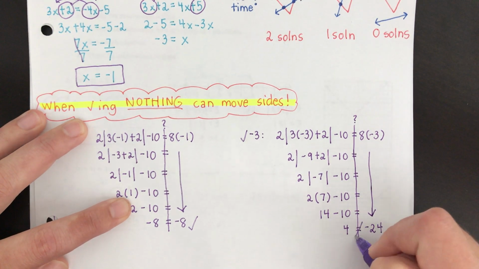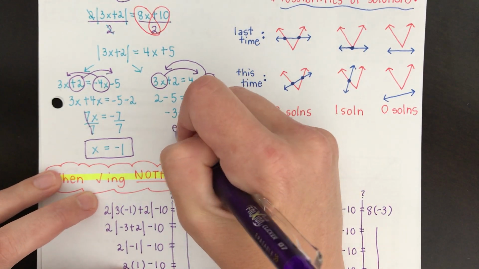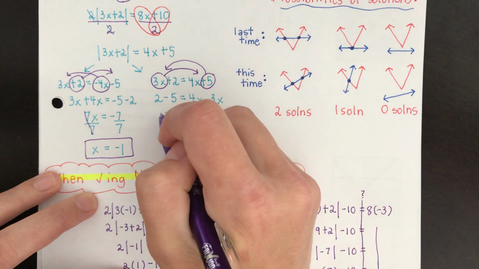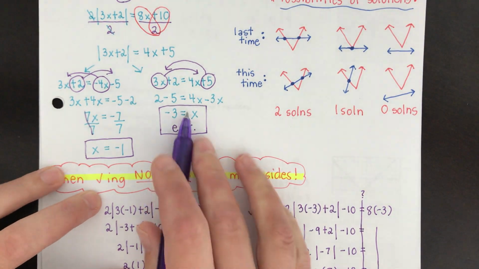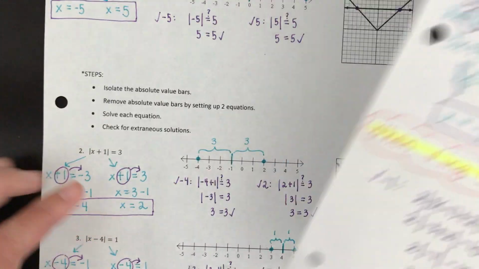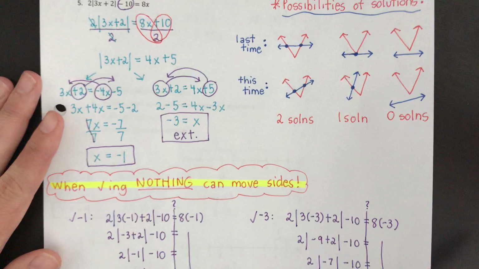Is this a true statement? No, it's not. That means that negative 3 is what? What's that word again? Oh yeah, extraneous. So you would put an EXT next to that answer. All right, so we solved each equation. We checked for extraneous. We are done.